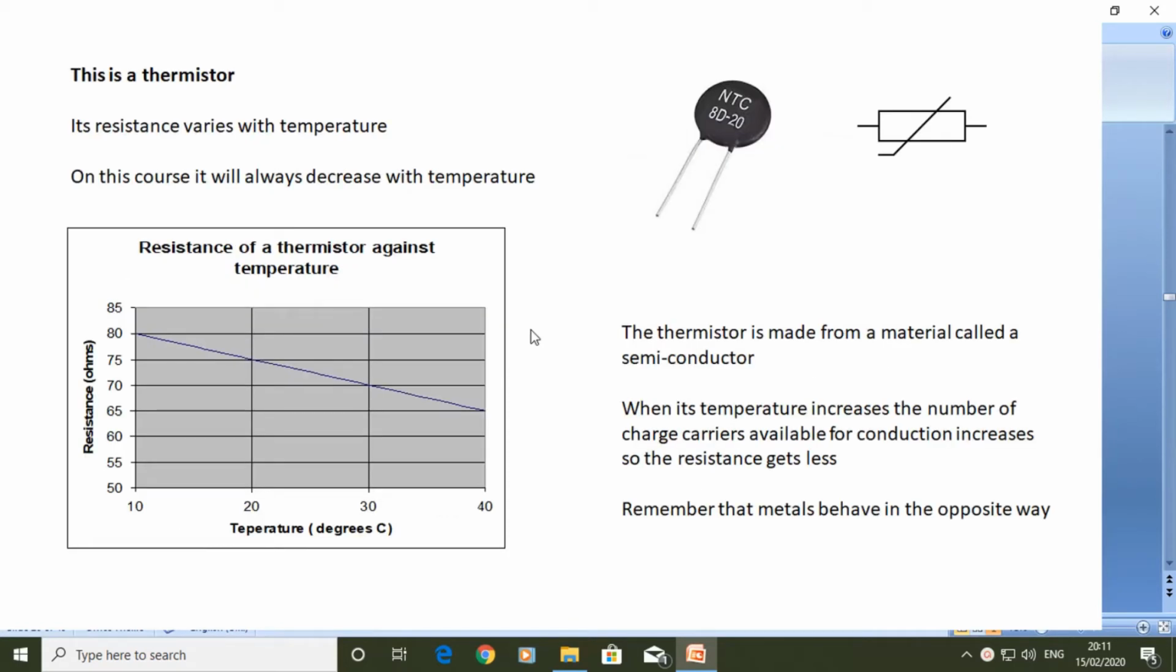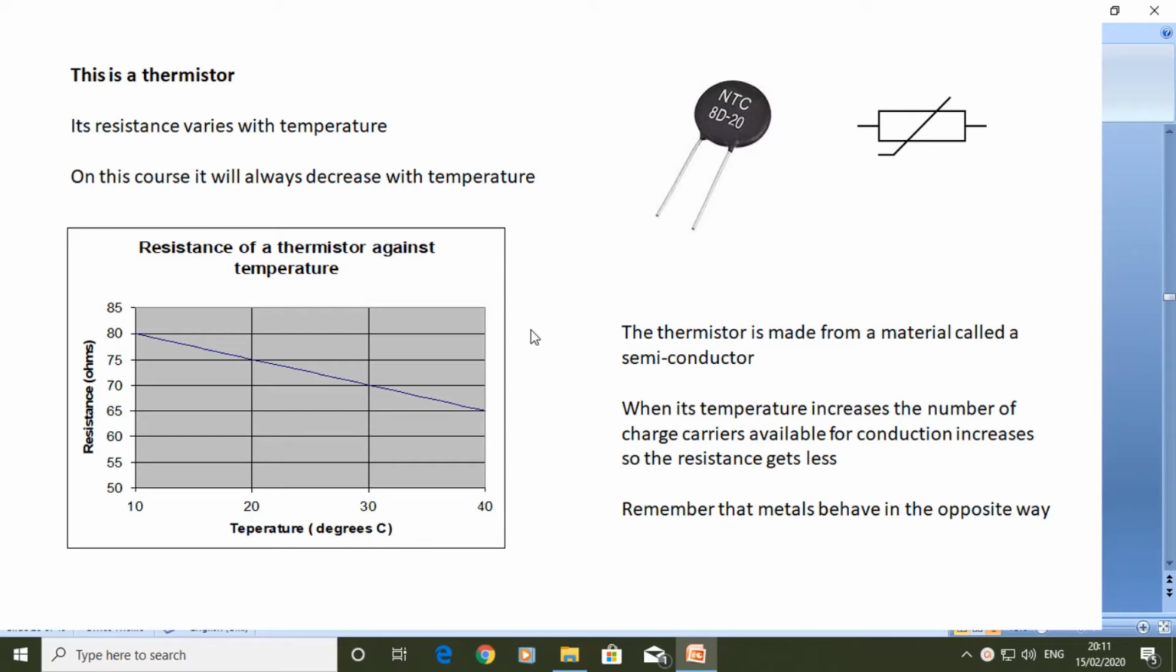This is a thermistor. A thermistor, you should know from GCSE, its resistance varies with temperature. On our course, we'll only ever do NTC, negative temperature coefficient thermistors, and basically their resistance gets less when they get hotter.